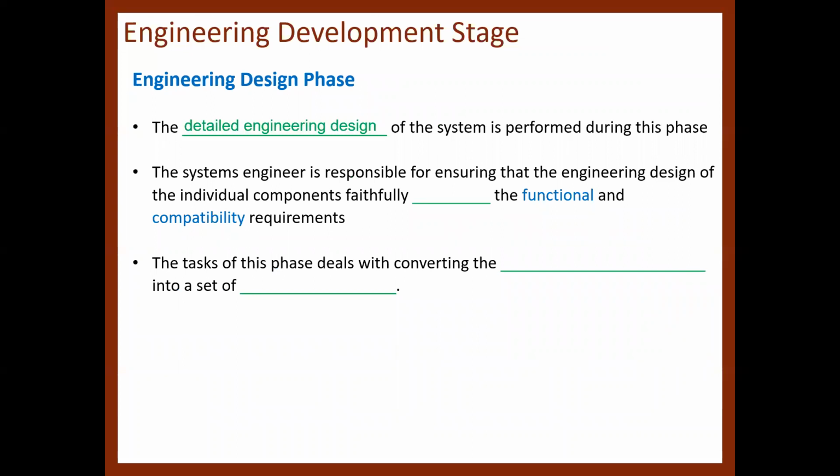In the engineering design phase, the detailed engineering design of the system is performed. The system engineer is responsible for ensuring that the engineering design of the individual components faithfully implements the functional and compatibility requirements. The task of this phase deals with converting the component specifications into a set of component designs.